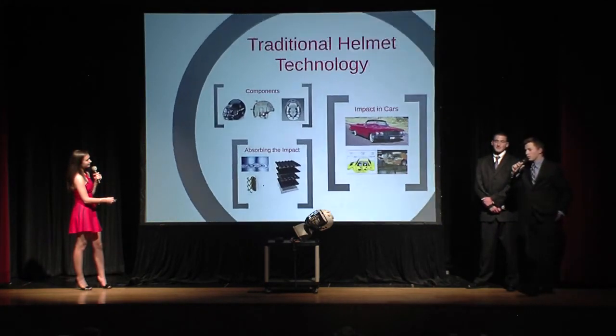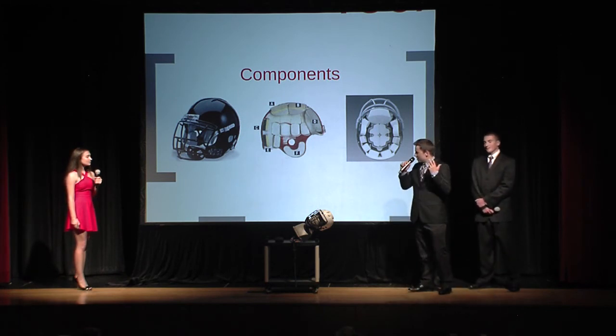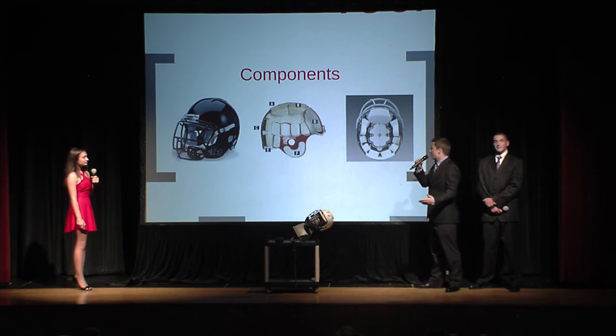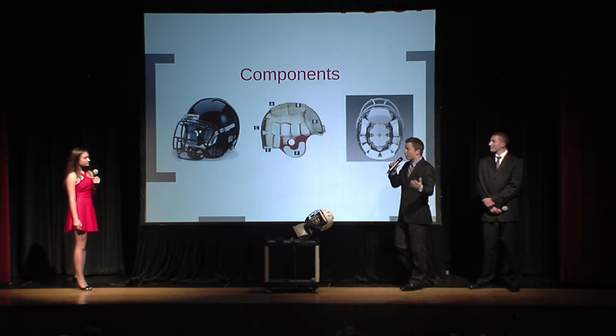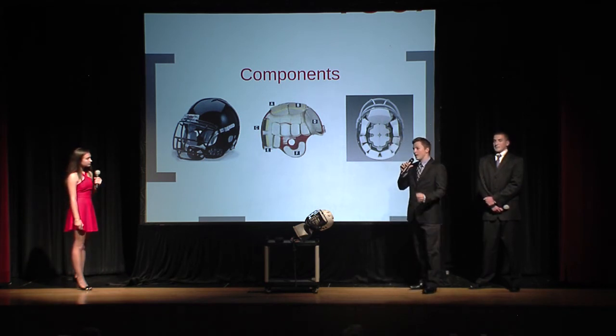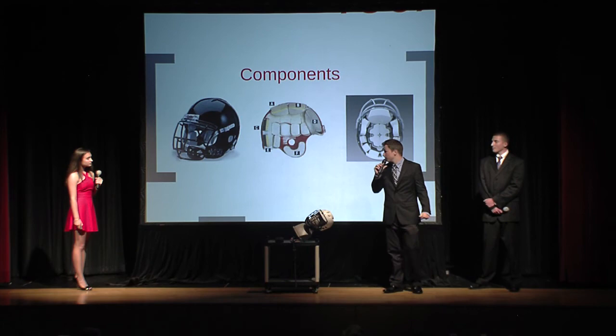A constant problem with the current football helmets that we have now is they have a hard outer shell that isn't very good at absorbing impact. After that outer layer, they have a very thick, hard foam that's used to absorb impact also. And then they have a small, thin layer, which is mainly for comfort, and an air bladder, which is made to fit the helmet to the player.